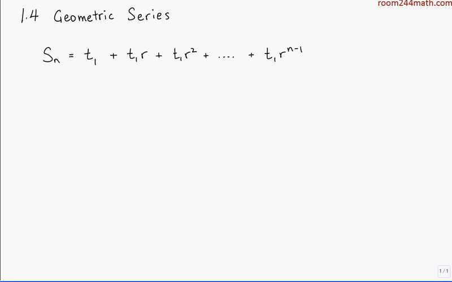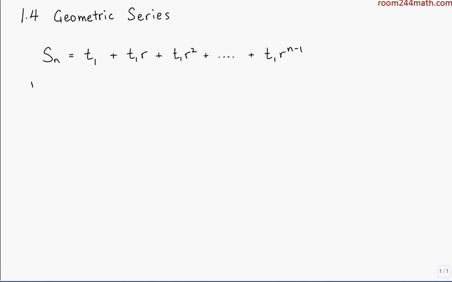Alright, so there's a little trick here. We can't do anything quite as nifty as with the Gauss example, where you can just write it in the reverse order. But there is a nice little trick that we can do with this to derive the formula, and that is to multiply this entire thing, both right and left sides, by r. So what do we get?